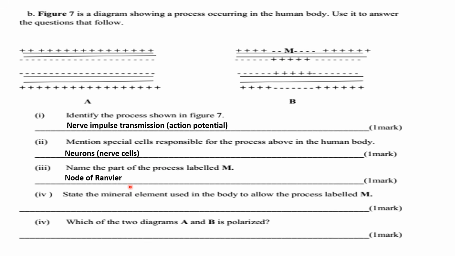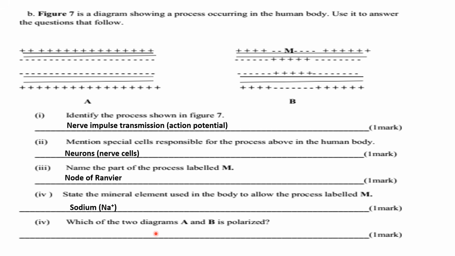All right. State the mineral element used in the body to allow for the process M. In other words, the mineral responsible for nerve impulse or action potential is sodium ions. Sodium ions are needed to transmit signals in the nerves.